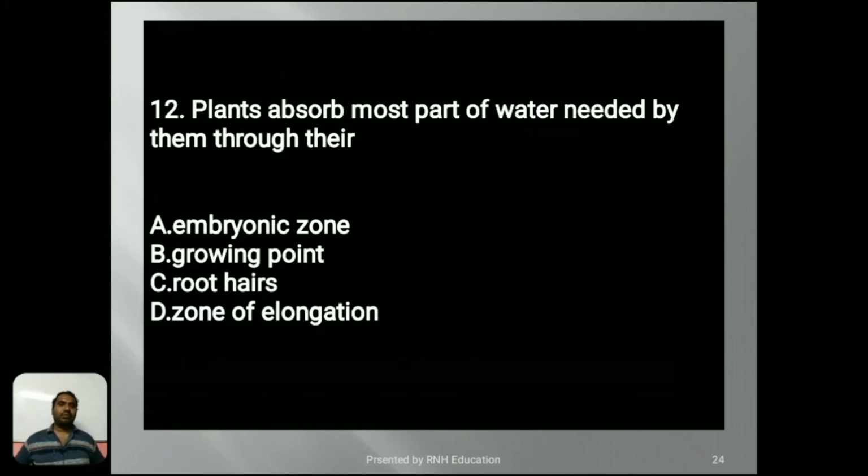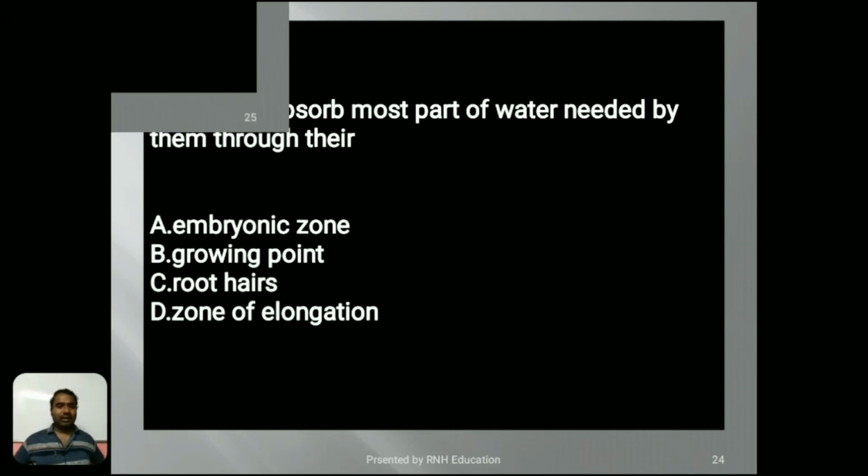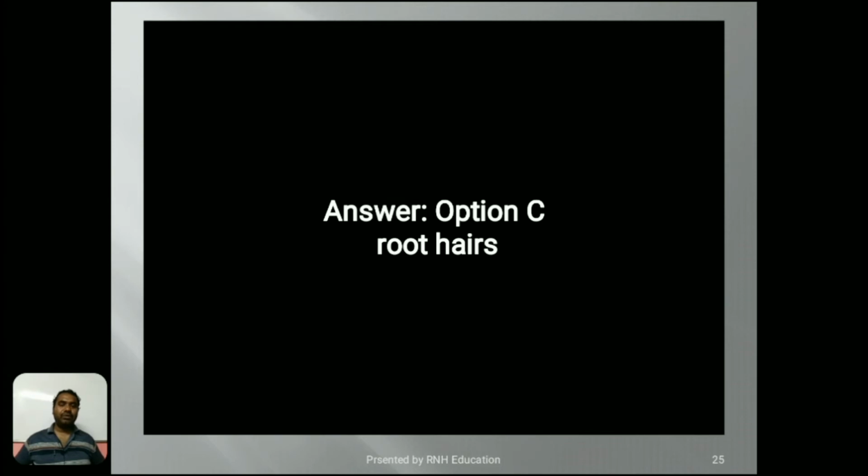Okay. Now the next question, that is question number 12. Plants absorb most part of water needed by them through the air. Options are A. Embryonic zone, B. Growing point, C. Root hairs, and D. Zone of elongation. I think it should be option C. Let's see the answer. The answer is option C, that is root hairs.